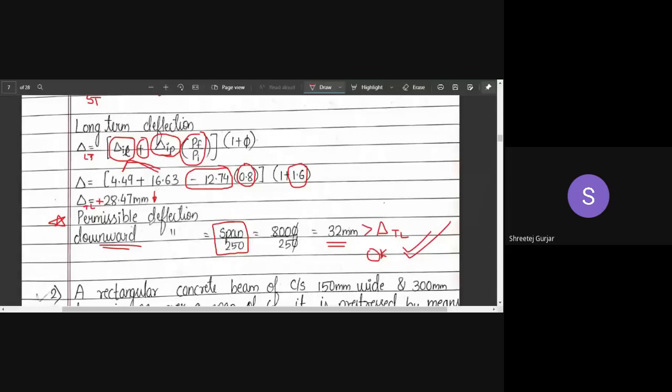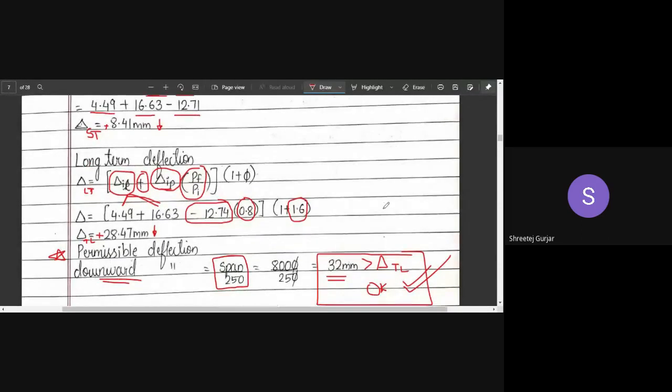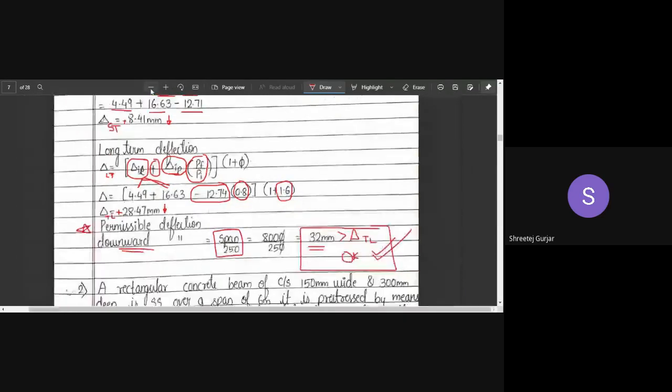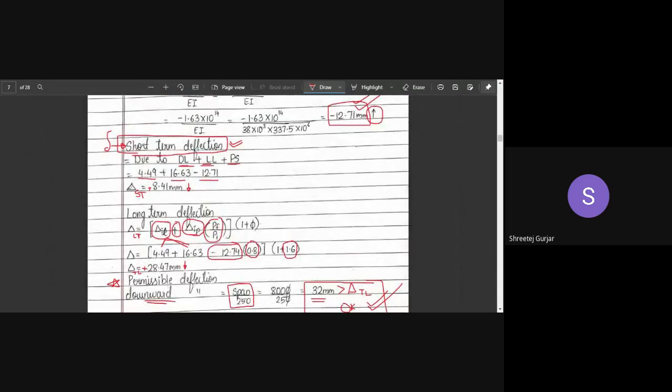Okay, so make sure you calculate this permissible deflection and you write down whether it is safe, unsafe, or okay or not okay. Whatever you get, you have to write down. So this is regarding our first numerical. If you have any doubt, if you didn't understand any part, let me know.